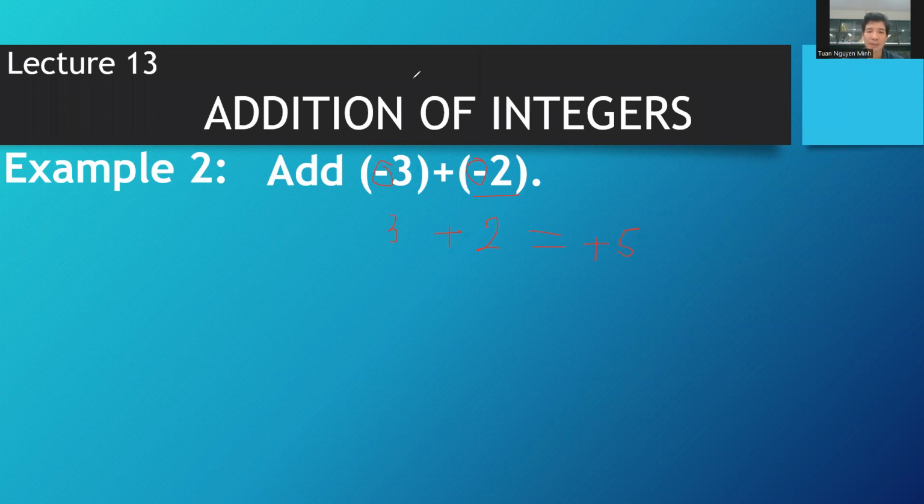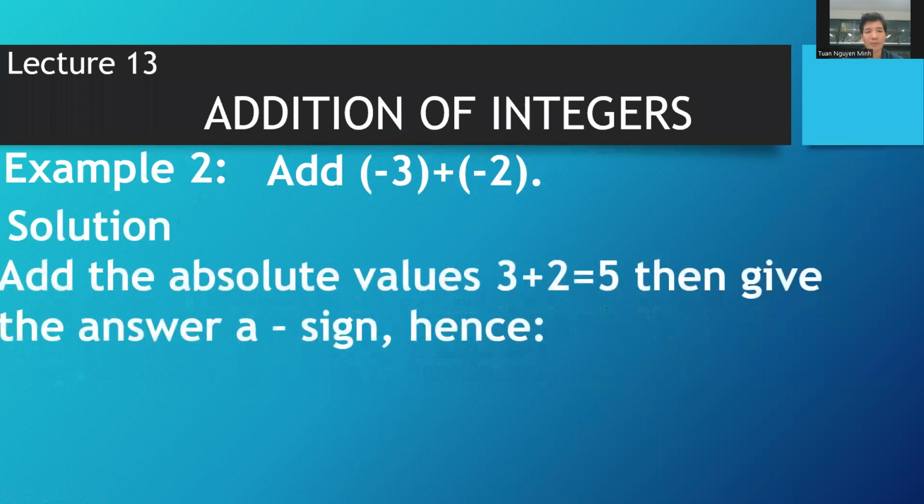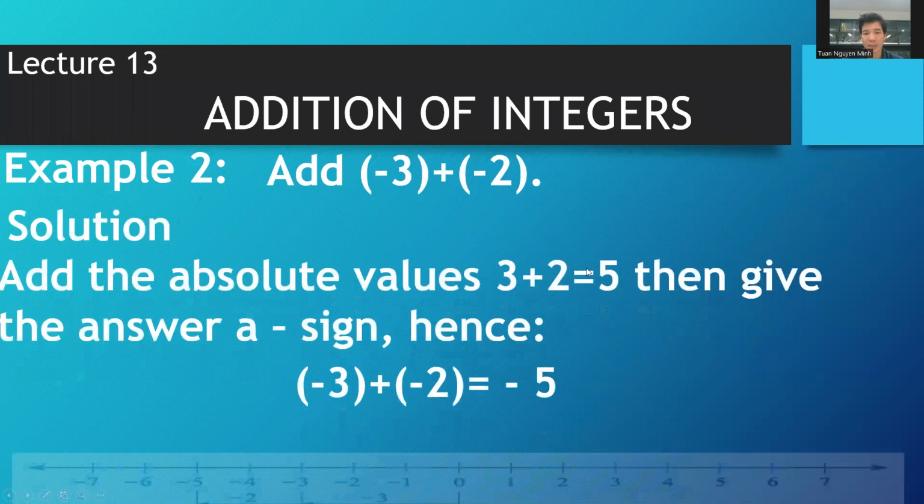Let's see. The absolute value sum of them is 5. And let's see the sign of them: the common sign is minus. So you put minus here. So the last answer is -5. And here is the working. The absolute values of both numbers add to 5, so you get -5. So you got the answer here.